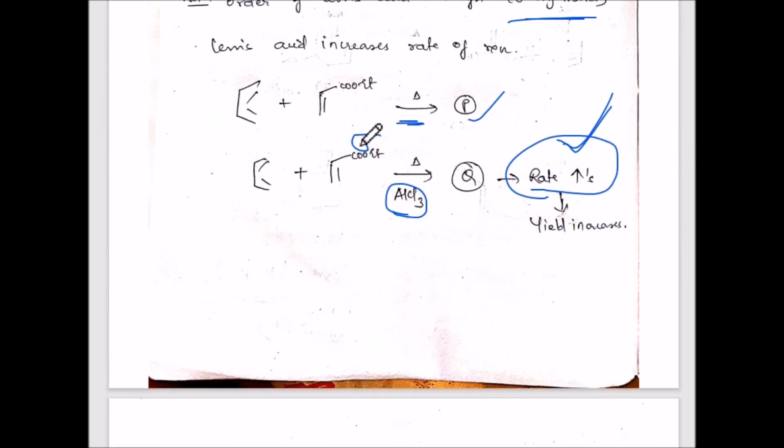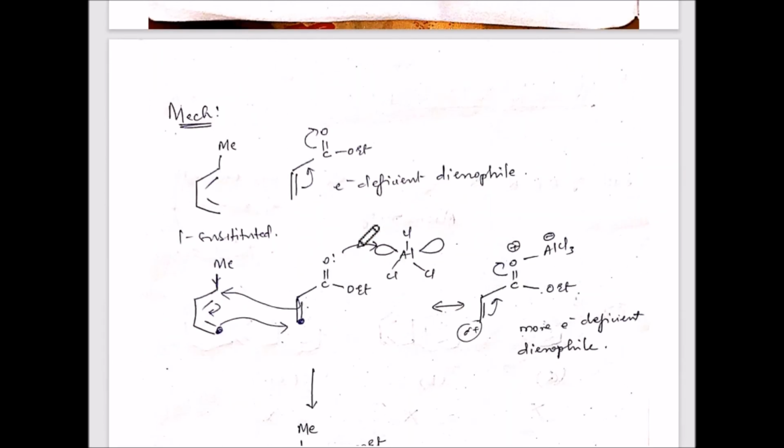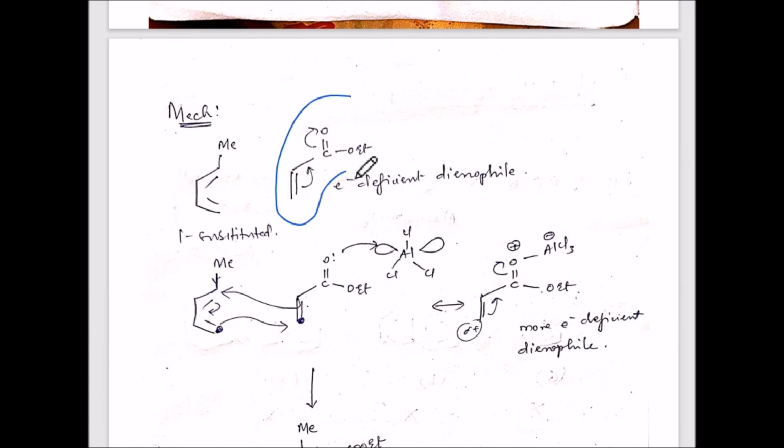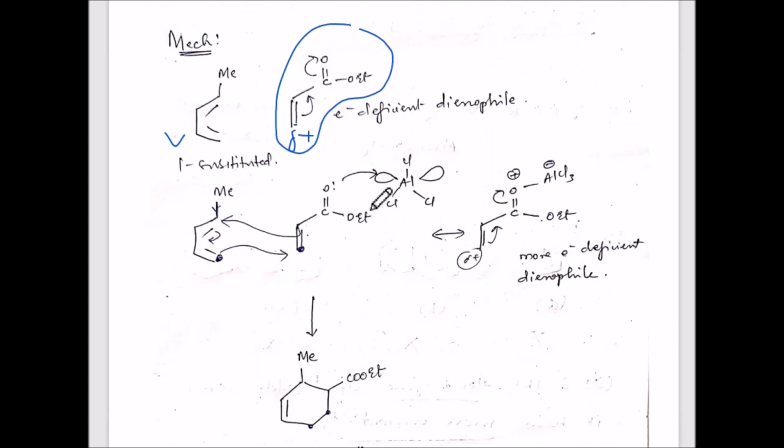You see here that it's a COOEt group. It is an electron withdrawing group, right? So what will the electron withdrawing group make? It will make the dienophile electron deficient. So a delta positive appears over here on this carbon, right? This is what happens. So it is monosubstituted and you have the electron deficient dienophile because of the electron withdrawing group, and you see how it is withdrawing the electron. Now I'll do the mechanism.